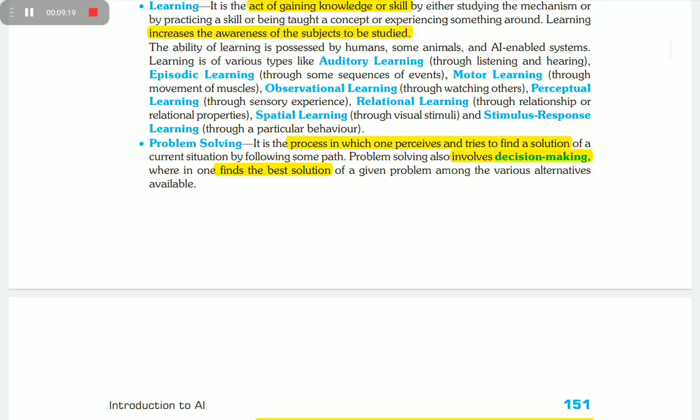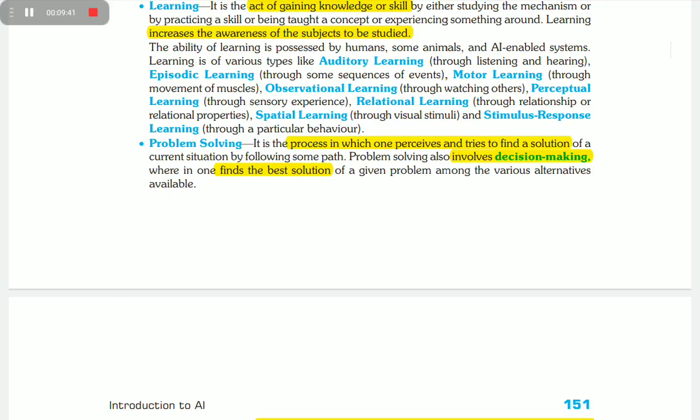Perceptual learning through sense experience, to touch, feel, or to listen. Touch, feel, basically sensory experience includes this. Relational learning through relationships or relational properties, like what peace or what unity made relationships, etc.